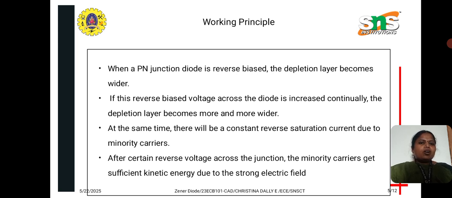Suppose a normal PN junction is reverse biased. What happens to the depletion region? The depletion layer becomes wider. When we apply the reverse bias voltage continuously across the diode, the depletion region becomes more and more wide. At that time, the reverse saturation current remains constant due to the minority carriers. The minority carriers get sufficient kinetic energy due to the strong electric field.